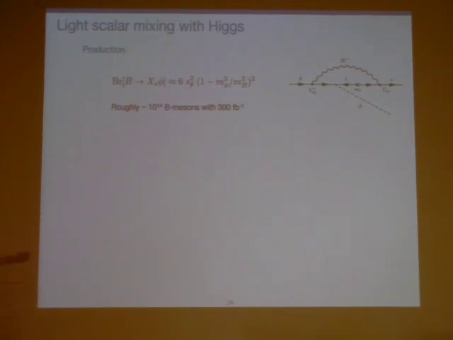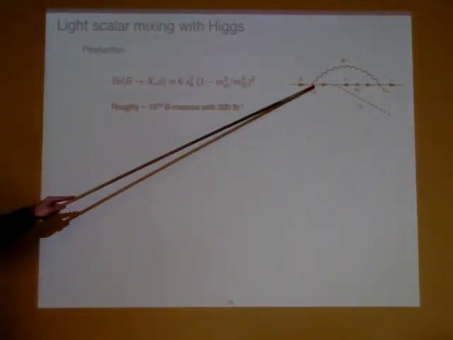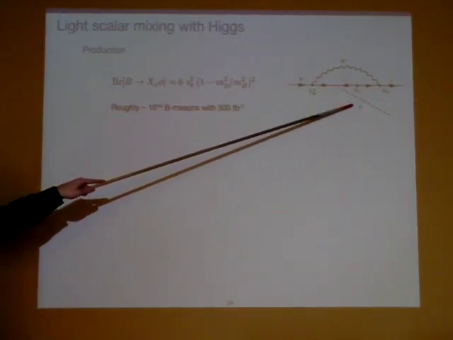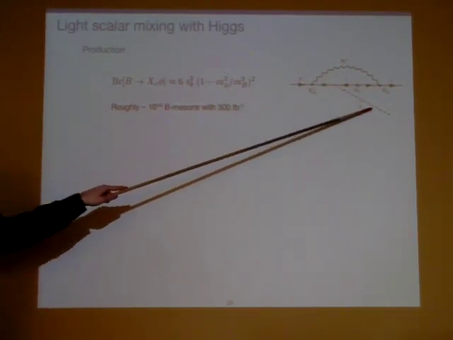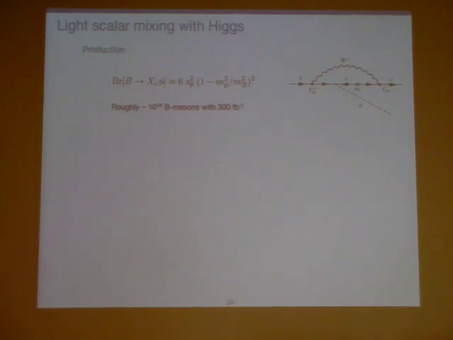So this is what the B decay looks like. This is the usual penguin diagram. You have a W in the loop. You couple to the top quark by mixing with the Higgs. And this thing decays this way. But this is how you produce it. And the S, of course, aggregates as well.